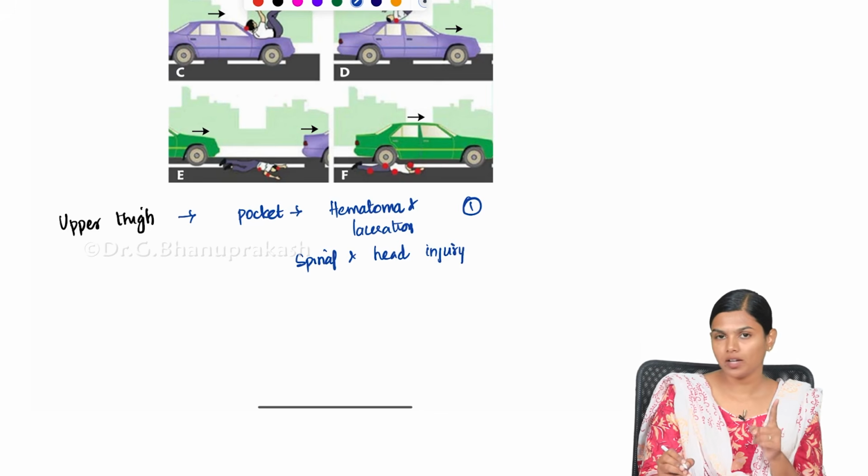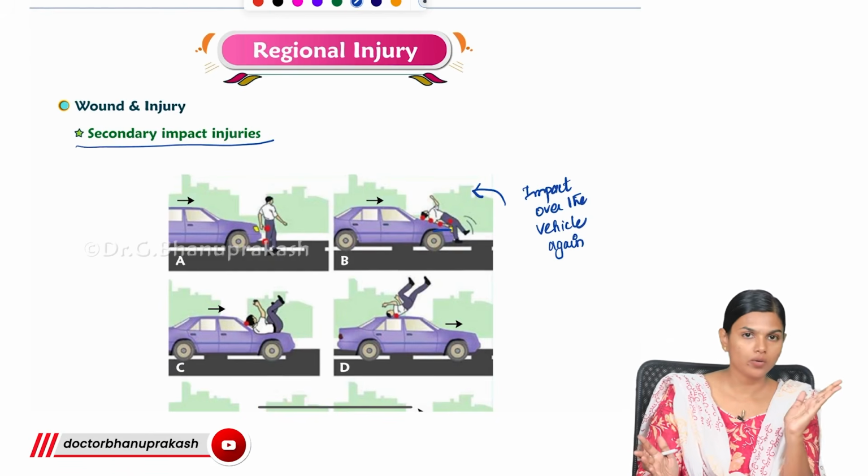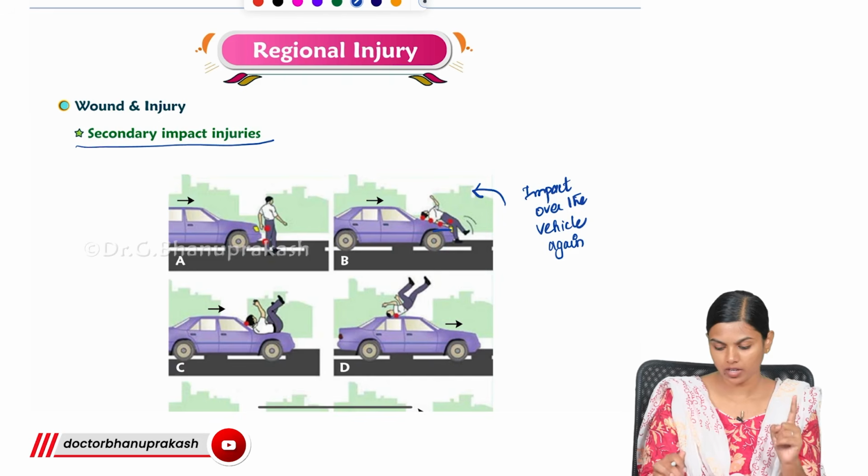So this is one type of secondary impact. This happens when they lose the balance and they topple over the car.